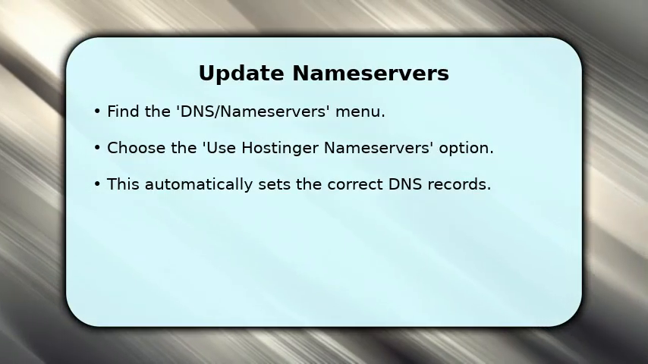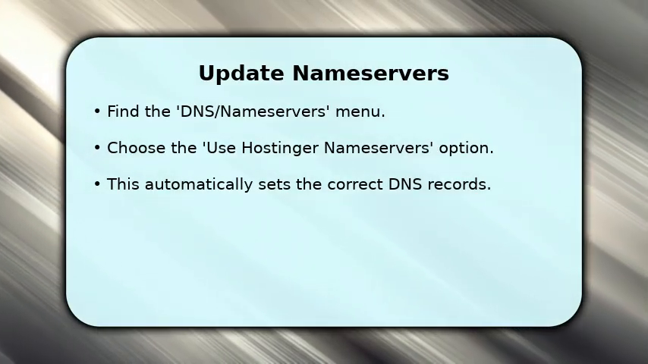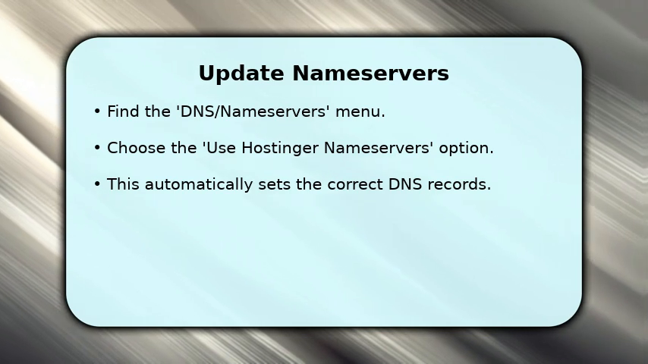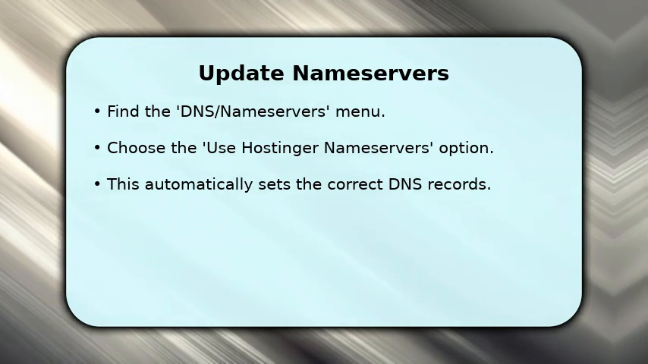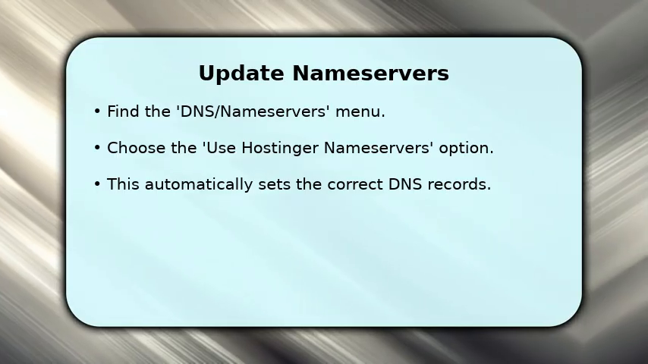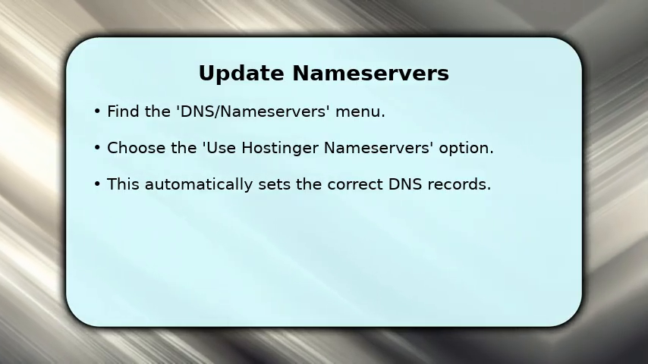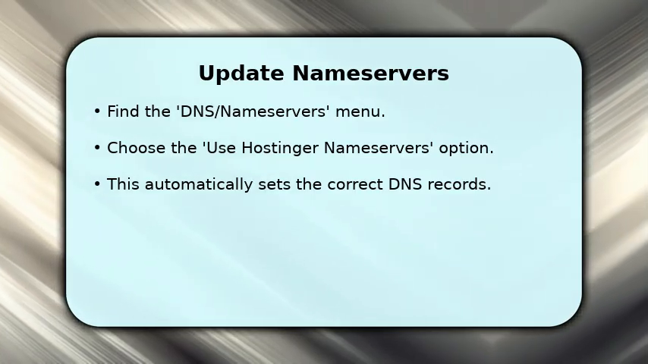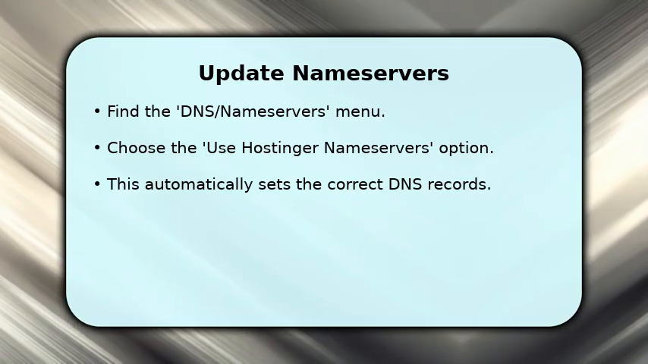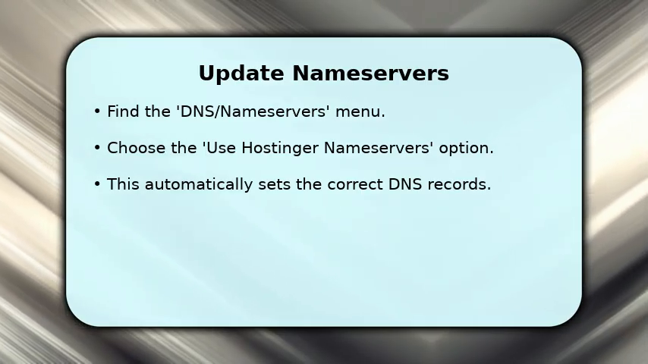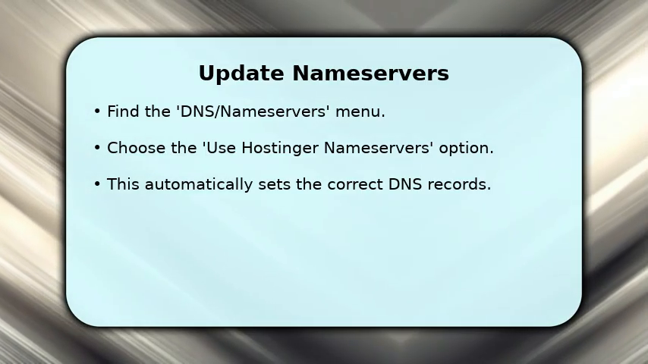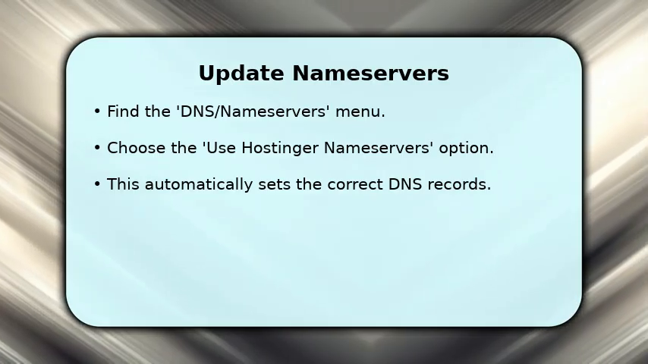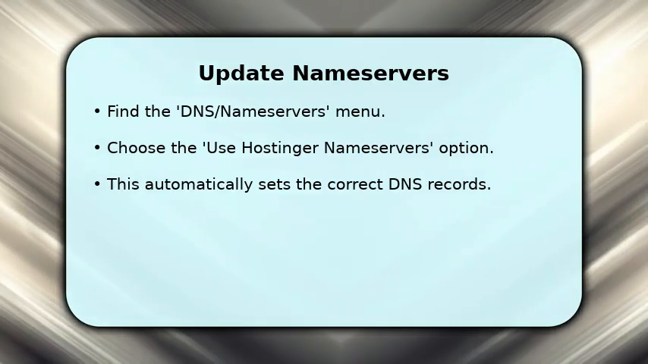Next, you will need to update your domain's name servers. Within your domain management area, find the DNS/nameservers menu. Here, you will see an option to use Hostinger name servers. Selecting this option is the easiest way to point your domain, as it automatically configures the necessary DNS records for you. This ensures your domain correctly points to your Hostinger hosting account, typically using two distinct name server addresses.